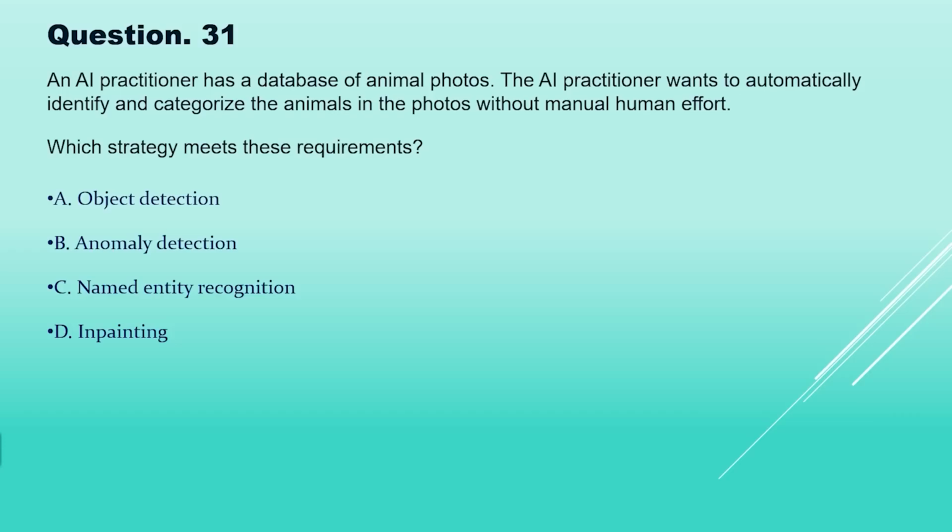And the correct answer here will be option A, object detection, because object detection is a computer vision technique that identifies and categorizes objects within an image. In this scenario, it can automatically detect animals in the photos and assign them to categories, for example, dog, cat, bird. So this approach aligns perfectly with the requirement to identify and categorize animals without manual human intervention or without manual human effort.